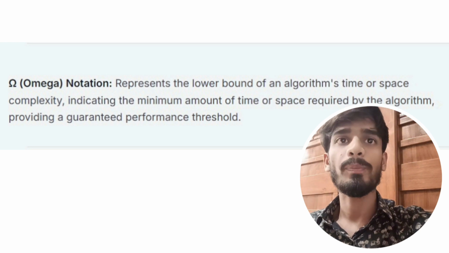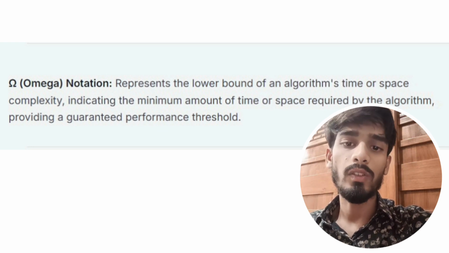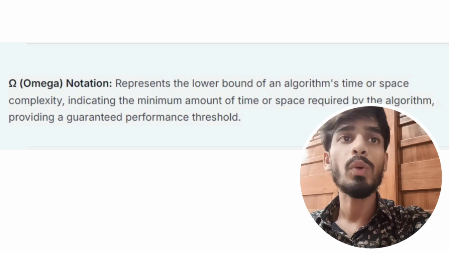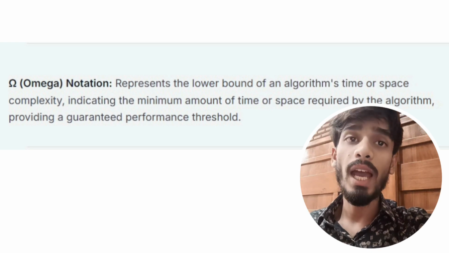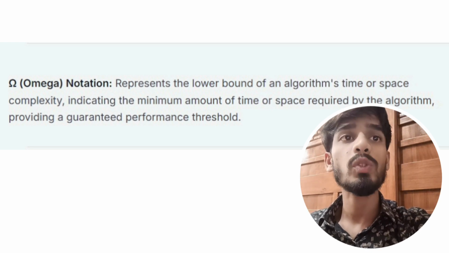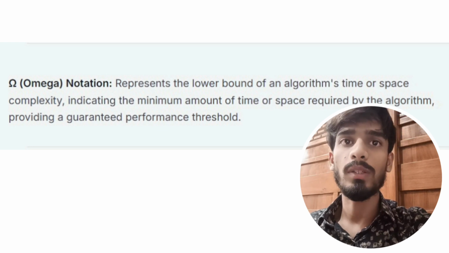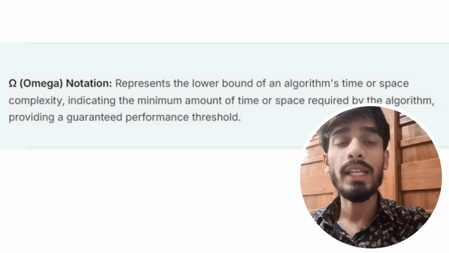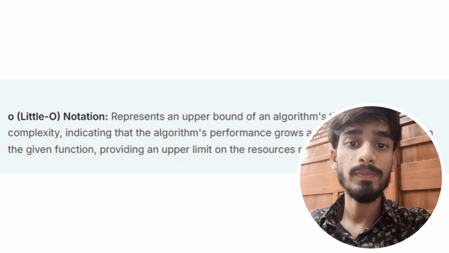Tenth important point. What is big omega notation? It represents the lower bound of an algorithm's time or space complexity, indicating the minimum amount of time or space required by the algorithm, providing a guaranteed performance threshold.